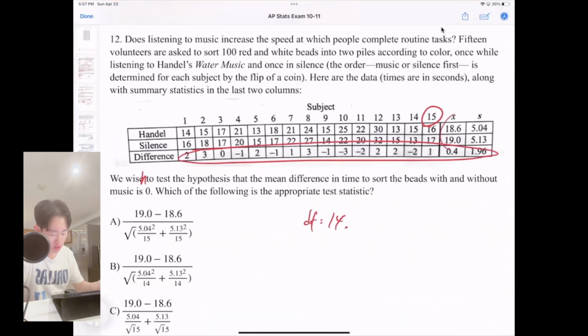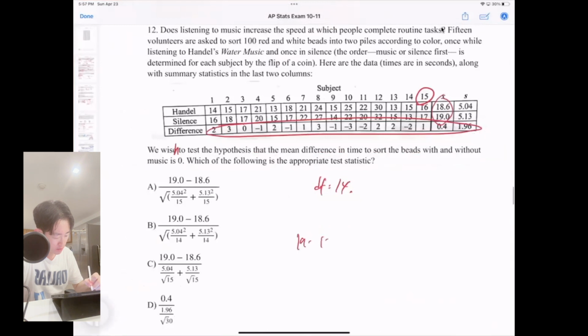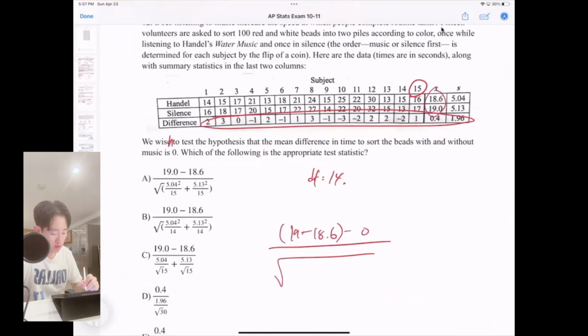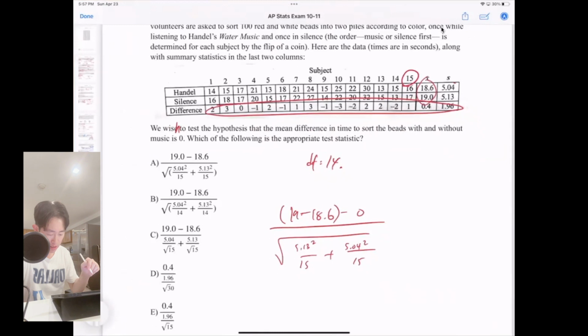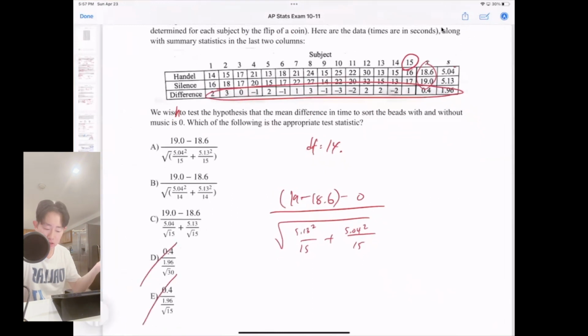So the difference between these two, 19 minus 18.6 minus 0 technically, because that's the difference under the null, over the square root. Now this is where you have to be very careful, because the standard deviations for the first and the second are 5.13 squared and 5.04 squared, but then they will both be divided by the sample size of 15 for both of them. And so the whole thing should look like this. And so D and E just obviously make no sense because they don't have a square root over the whole thing. The correct answer here should be A for number 12.